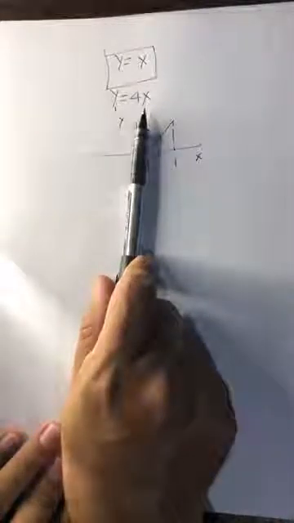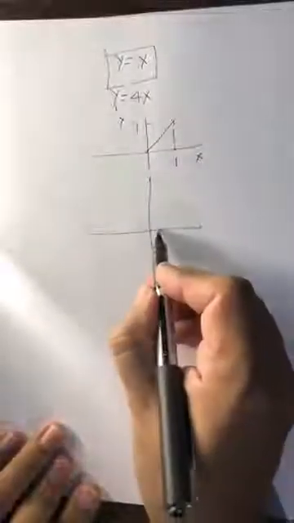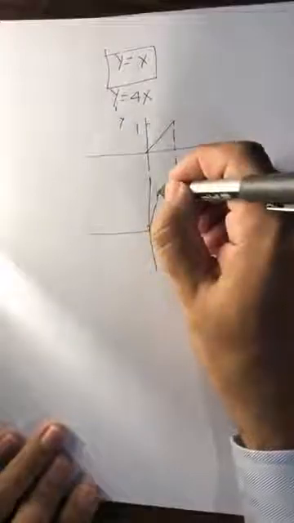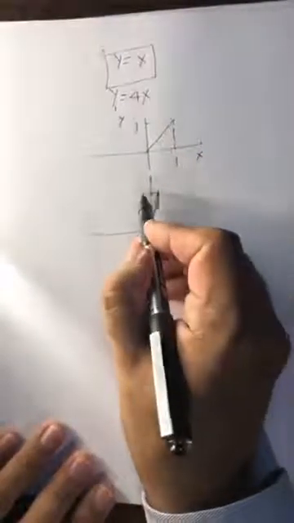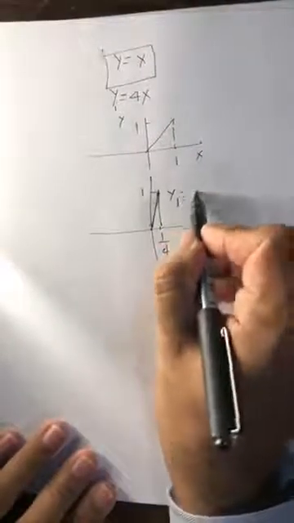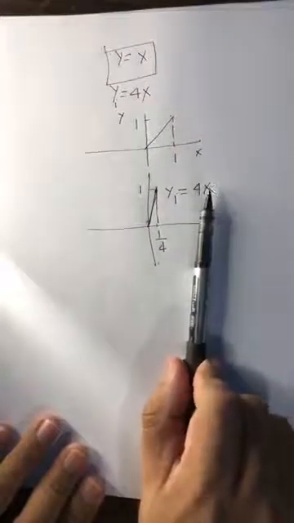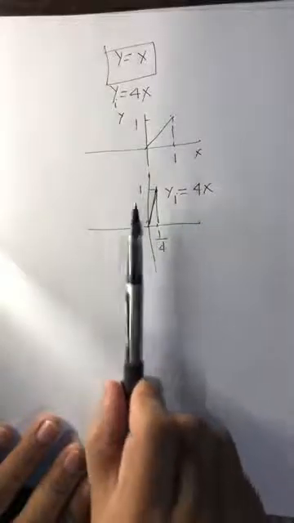Once you put x is equal to 1, y will be 4. So only if you put x is equal to 1 by 4, this is how it will be plotted. Now y is 4x, and once x is 1 by 4, the 4 cancels out and you get 1. So this will be 1.